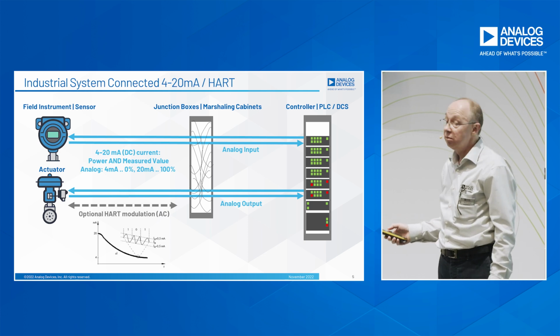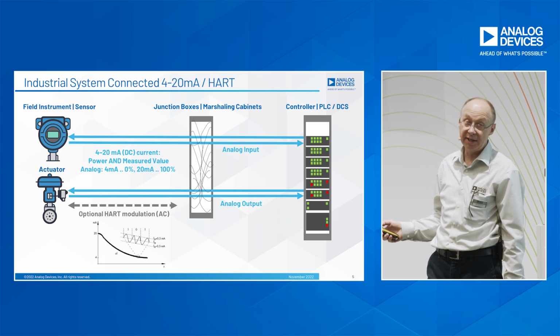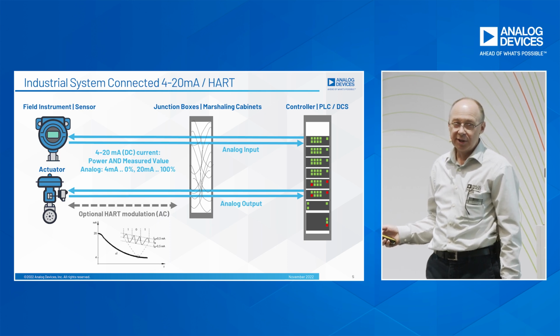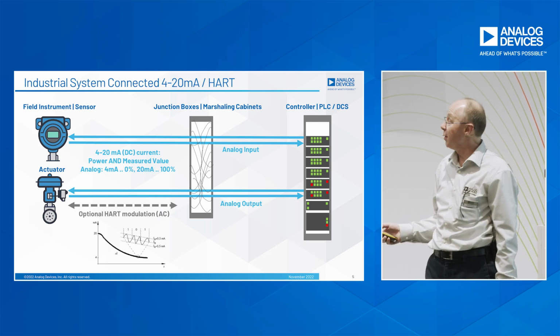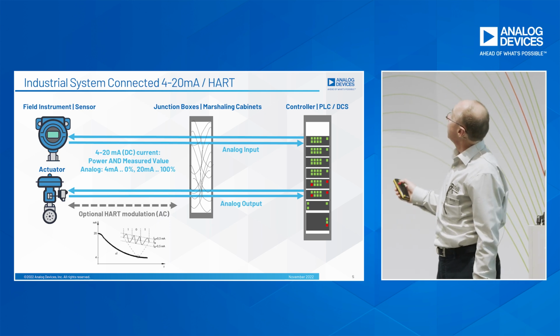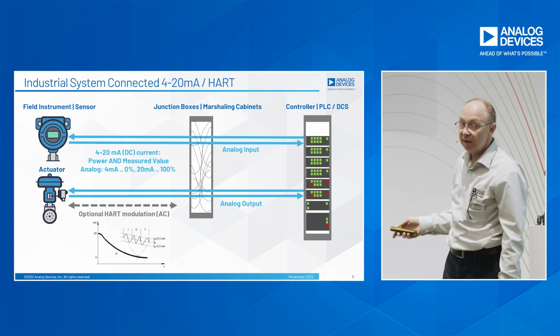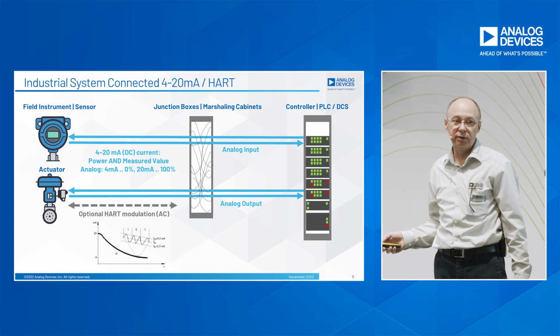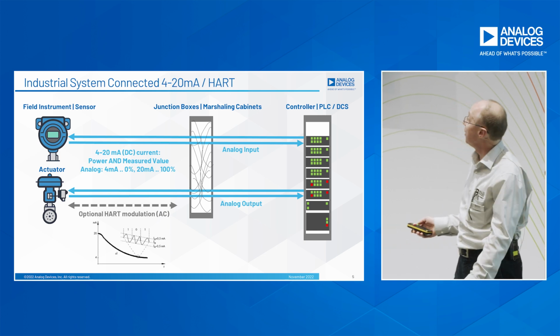HART is pretty slow, 1.2 kilobit, which is slower than any modem that we saw 20 years ago on our telephone line, so it's really slow. And not every PLC DCS device would have a native HART modem on the port, so you may have a HART multiplexer aside that, again, complicates the wiring.